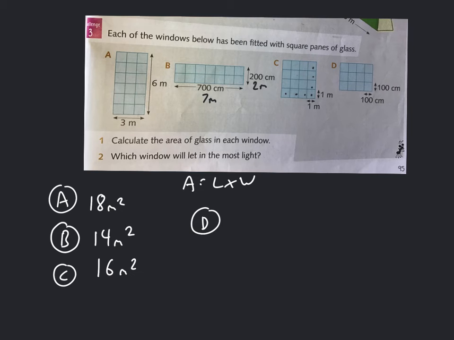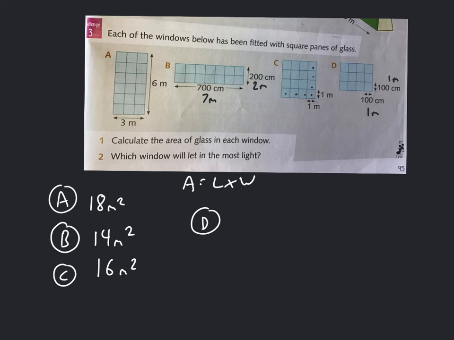Question D, again, doesn't give me the full length and width of my shape, but it does tell me that each pane of glass is 100 by 100 centimetres. Again, at this stage, I'm going to change the units of measurement to make it a bit easier for myself. Instead of 100 centimetres, I'm just going to make that 1 metre. I'm going to convert those centimetres into metres.